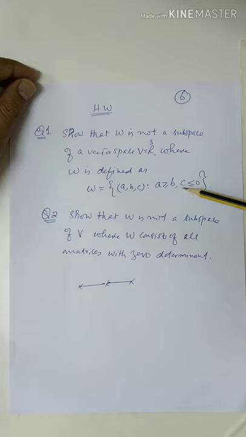Now every time you must check this condition whenever you are taking u, v vectors. They must satisfy this condition. What is the condition? A must be greater than or equal to b, and c must be less than or equal to 0. Okay, apply all three conditions. And what is the question? The question is, you have to prove it is not a subspace. So it means one of the three conditions will fail.